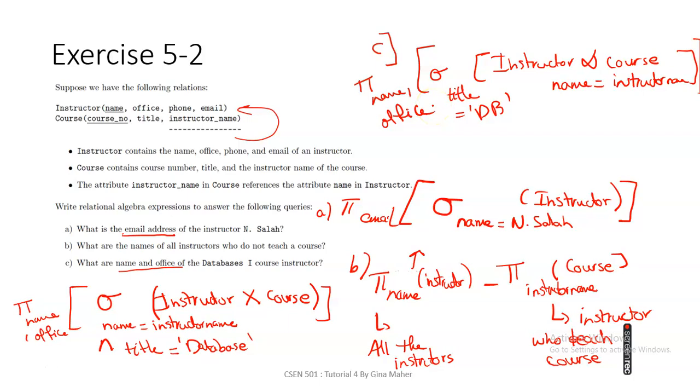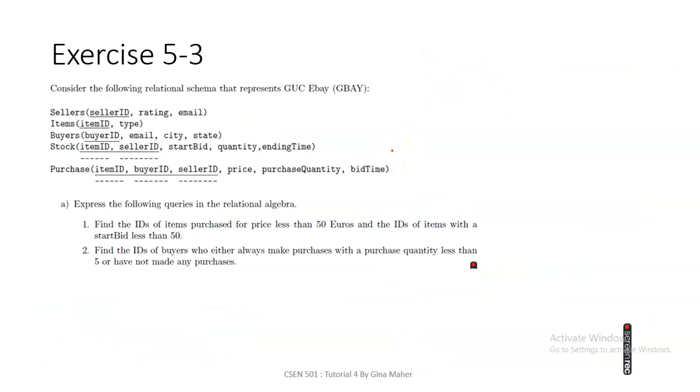Okay, let's move to another question, which is question number 3. Now consider the relational schema that represents the GUC eBay: seller, item, buyer, stock, purchase. Express the following queries in the relational algebra. Find the IDs of the items purchased for price less than 50 euros and the IDs of the items with a start bid less than 50.